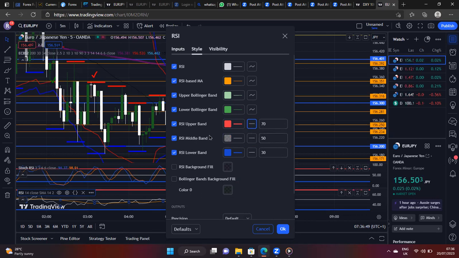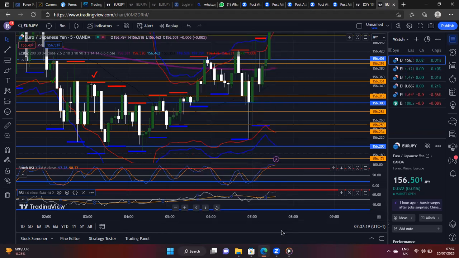So for the RSI middle band, this is the middle band, I'm going to set it to 50 and follow the same procedures I've mentioned above. And then the RSI lower band is this below, and you want to set it to 30. Make sure that your RSI background field is unchecked and your Bollinger Band background field is unchecked. It's very important. Then you click OK, and it's saved and customized.